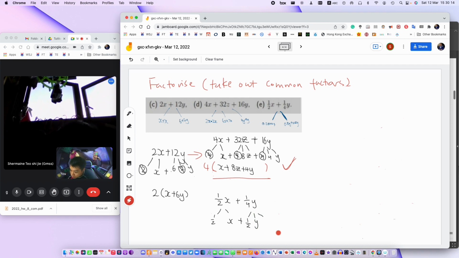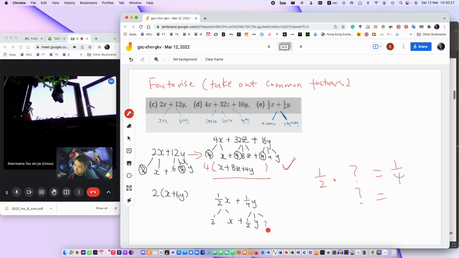So that means you need to ask yourself, half times question mark equals to 1/4. So what is question mark? Then you fill up here. How do you get question mark here? By using your calculator. Divide. Yep. Which one divide by which one? 1/2 divided by 1/4. You are saying 1/2 divided by 1/4.